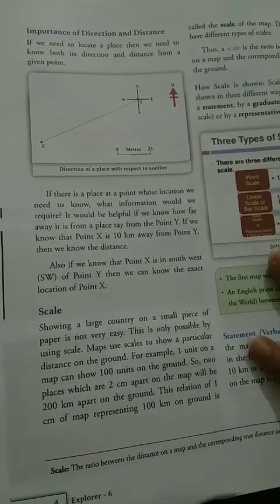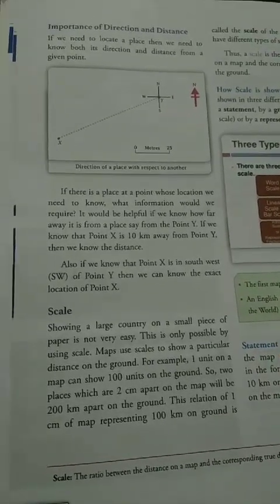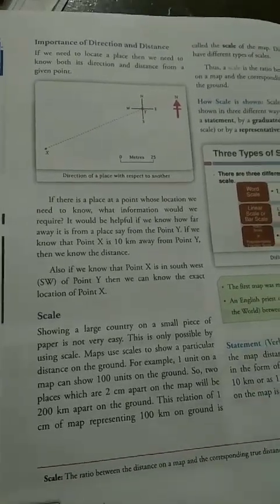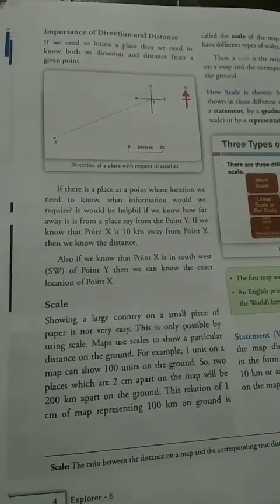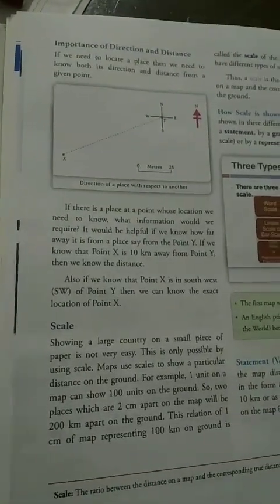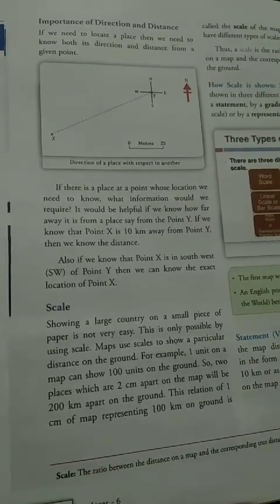Now, the next topic is the importance of distance and direction. In short, if we want to locate a place, it is only possible when we know the distance between the two places and the direction of the places. So the distance and the direction are very important if we want to locate a place.